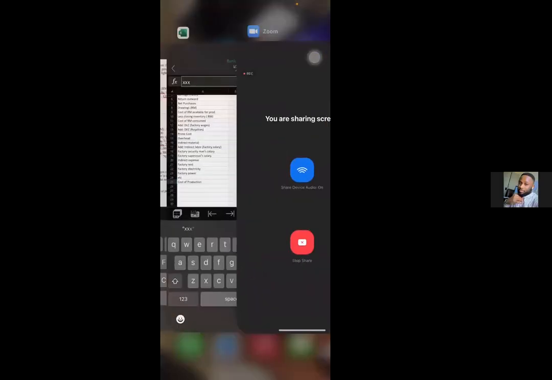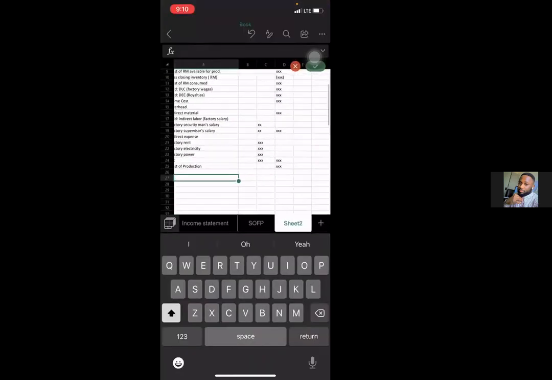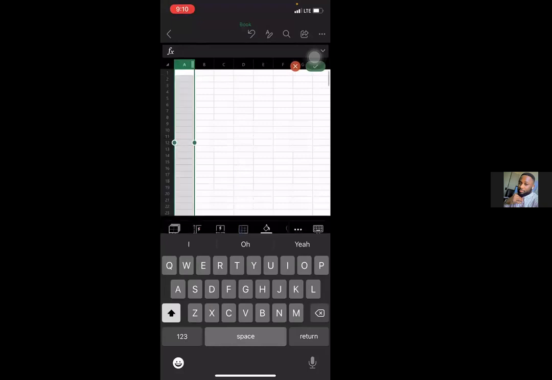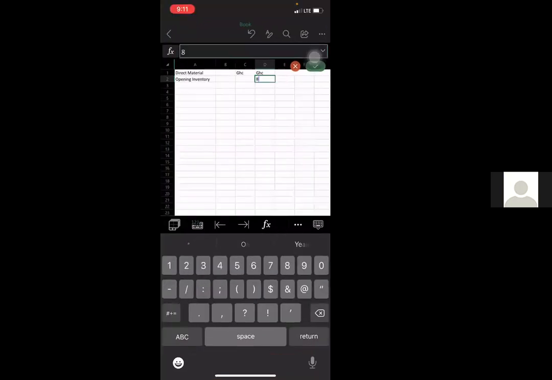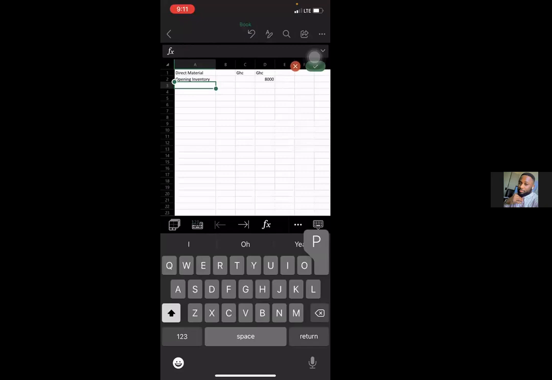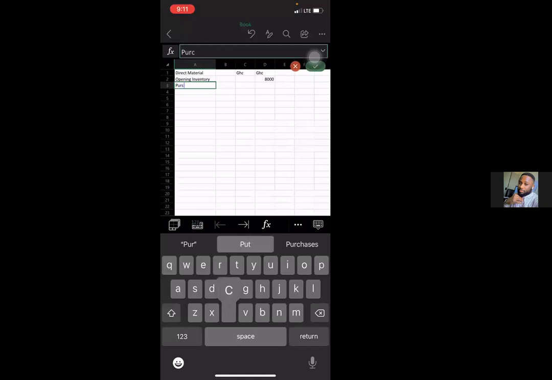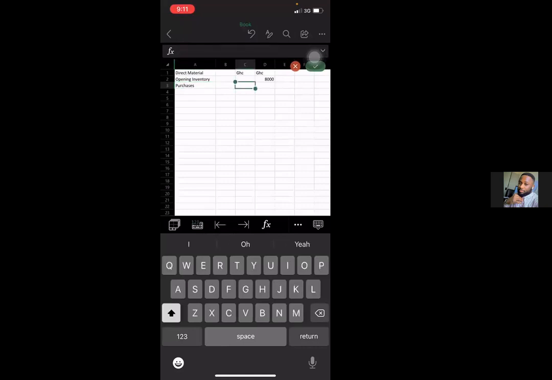Let's move to the Excel sheet. We have the Excel sheet here. All right. So we have to determine cost of production, right? And in determining cost of production, we have direct material. For our direct material, we have opening inventory. What's the cost of opening inventory? 8,000.